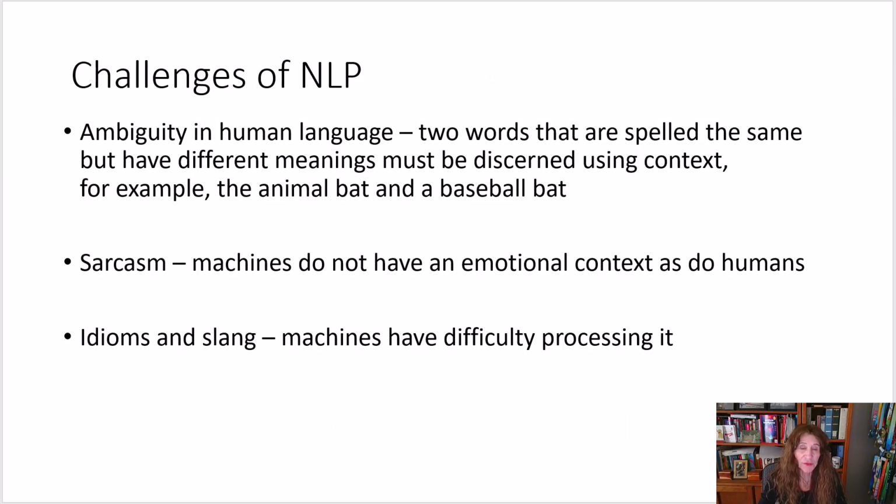It does have some challenges. There is ambiguity in the human language. For example, two words that are spelled the same that have different meanings, which we just looked at, bat. It has to be discerned using context. Sarcasm. Machines do not have an emotional context as we humans do. It cannot perceive sarcasm. It cannot perceive or process idioms and slang. So this type of language would be a little bit more difficult and maybe not produce the best result.